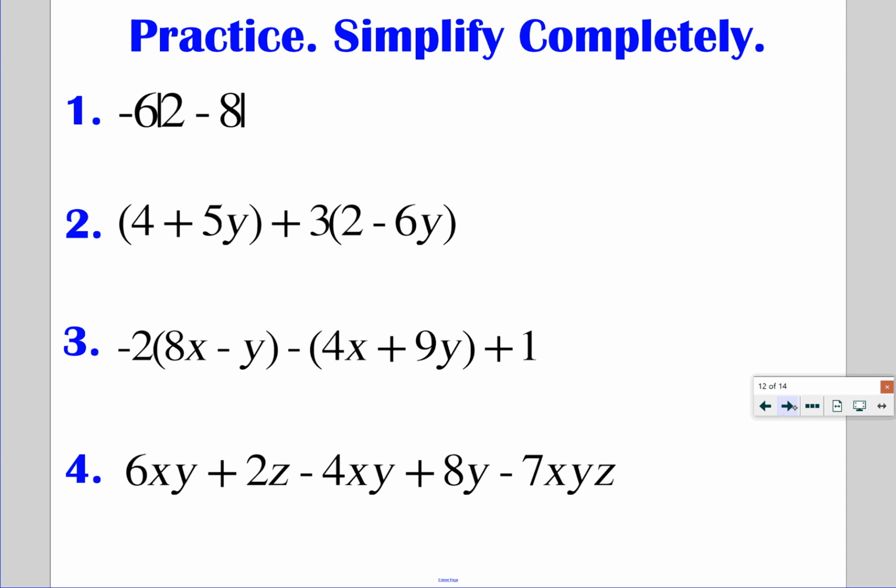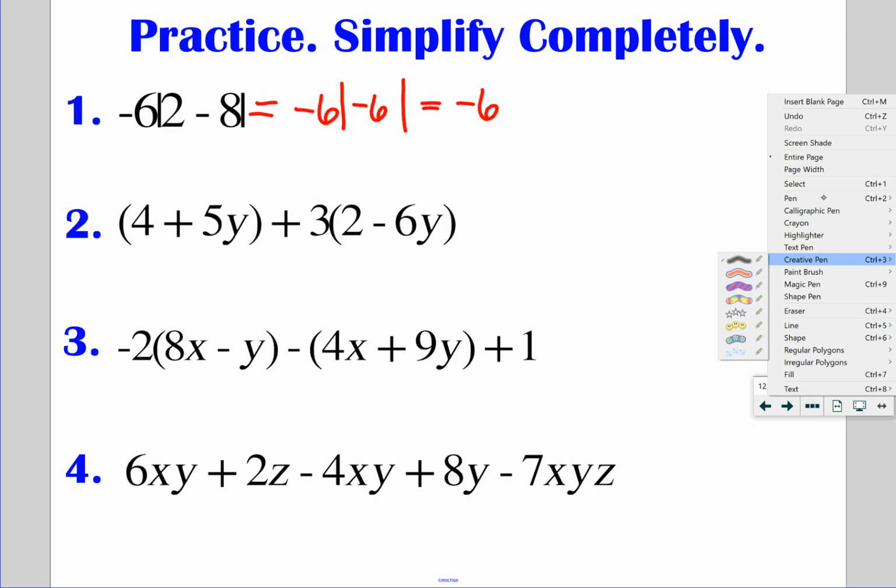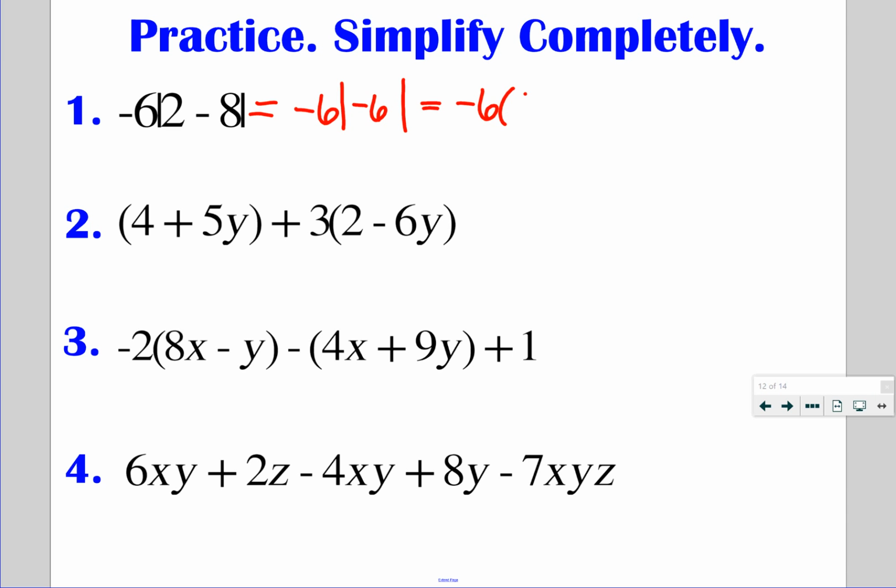Here's again some practice for you. Let's go through the solutions. Order of operations tells me to simplify inside my absolute value. 2 minus 8 gives me negative 6. The absolute value of negative 6 is positive 6 because it's 6 units away from 0. And actually, when I take that absolute value and make it a positive 6, we can really just turn that into a parenthesis. So let me do that. Finally, I multiply. Negative 36 is the final answer.